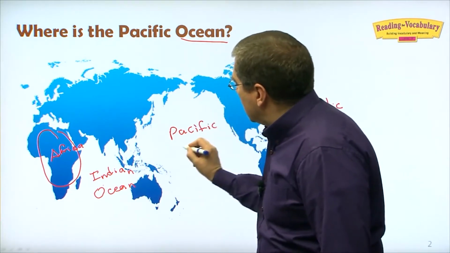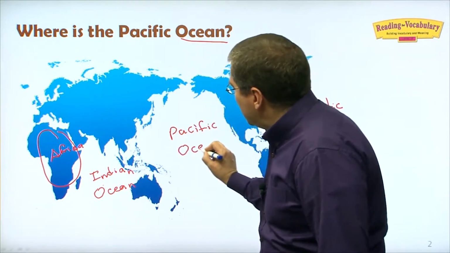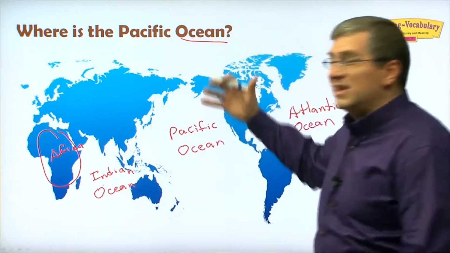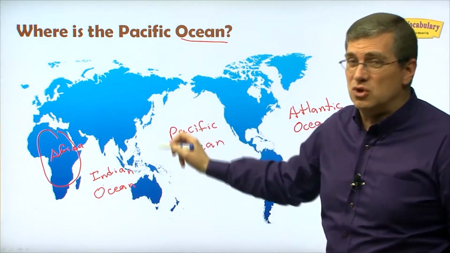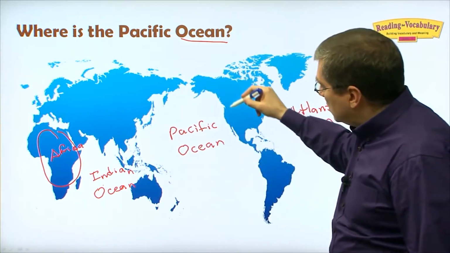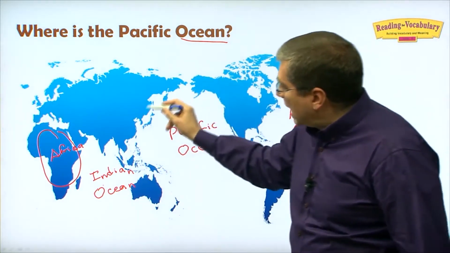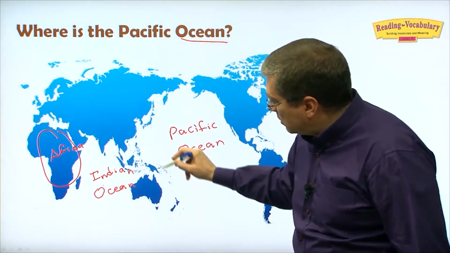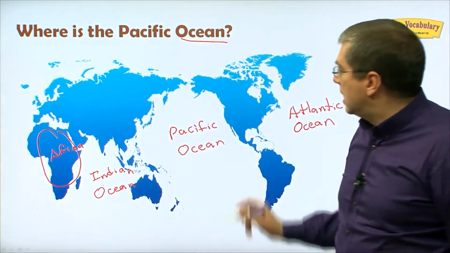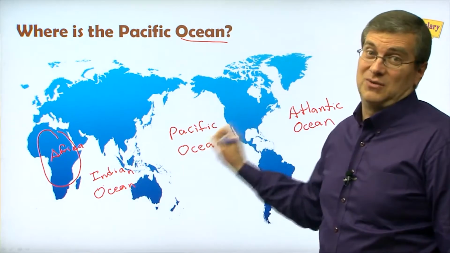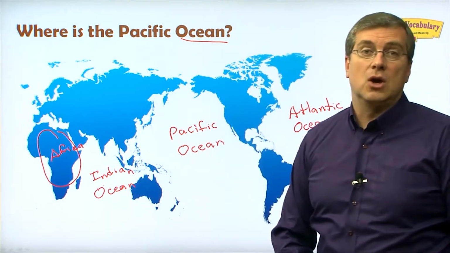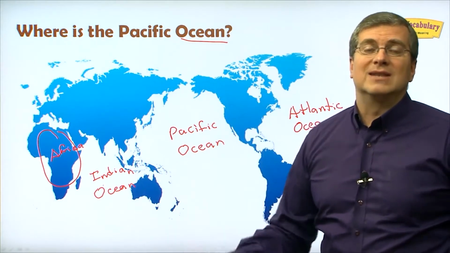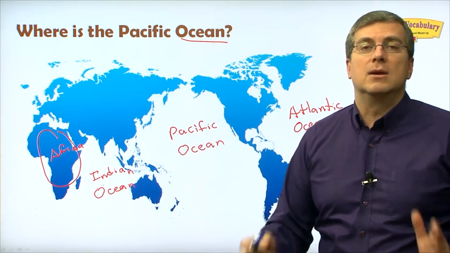Wow, look at it. Like I said, it's the biggest ocean in the world. Look at how big that is. It's huge, right? The Pacific Ocean is between the Americas and Asia, Indonesia, and Australia down here. Whew, we got it right, okay? That's where the Pacific Ocean is. It's really big. It's the biggest ocean in the world.